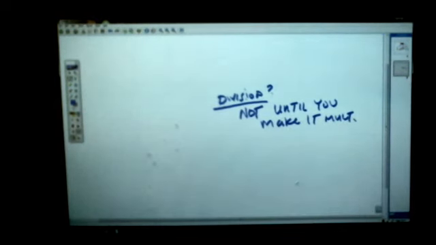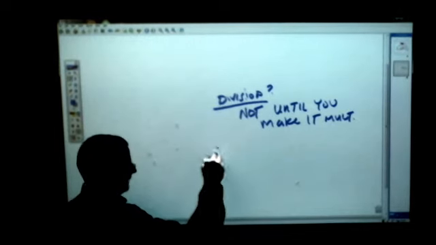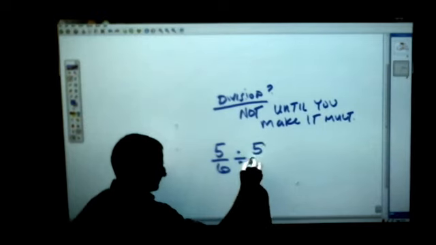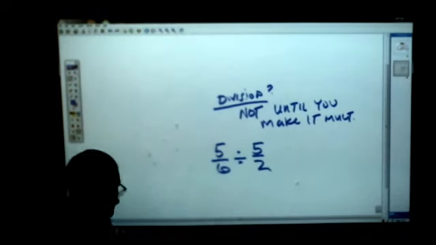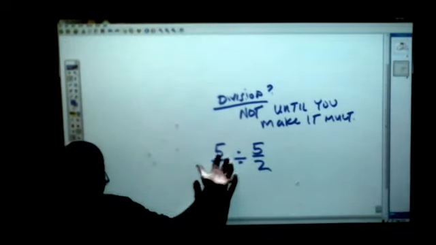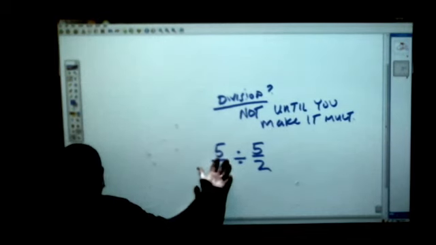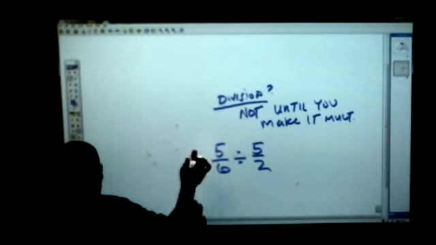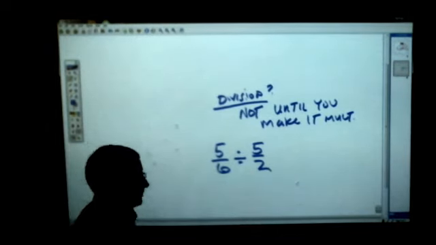In other words, let me find a problem here. 5/6 divided by 5/2. Not that anything would cancel at this point anyway. I can't cross cancel yet, because the rule for division is to do what? How do you divide by fractions, Jordan Shaw? You flip and multiply the second one.